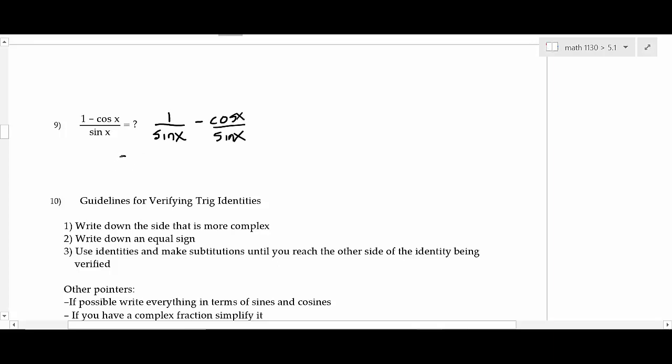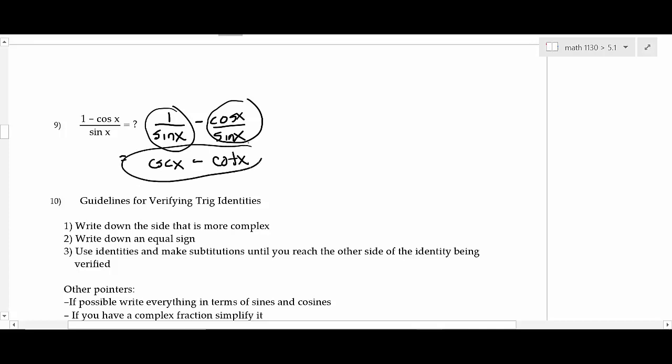All right, now if you know your identities, you'll do this one very easily. What is 1 over sine x? Cosecant. Cosecant, good, okay? Cosecant x. If you don't know your identities, start working on memorizing them. Okay, what's cosine over sine? Cotangent, okay? That's as simple as you're going to take that, okay? So that's the idea, is just kind of get that down to a little bit simpler form, all right?